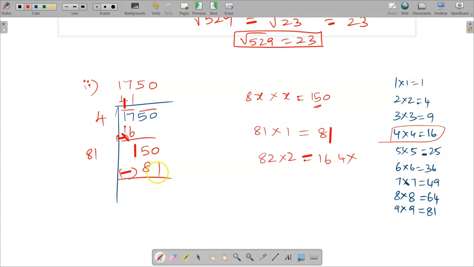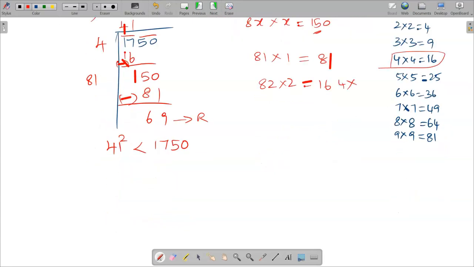Just subtract both the values. 10 minus 1, it is 9. Here it is 14. 14 minus 8 is nothing but 6. Okay, so 69 is the remainder. So since we are getting the remainder, definitely what I can say is 41 square is lesser than the given number 1750. Correct. So what I have to do with 1750, I have to add some value in order to get the perfect square. So what is the next perfect square? 42 square, right? So 41 square, anyway it is lesser when compared to 1750.